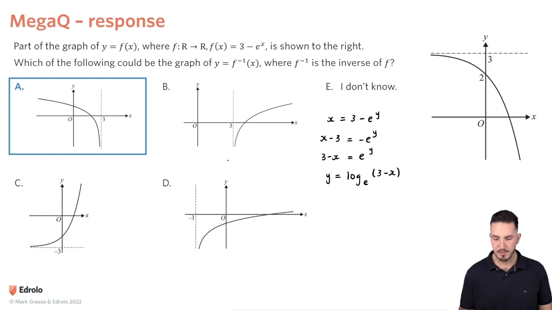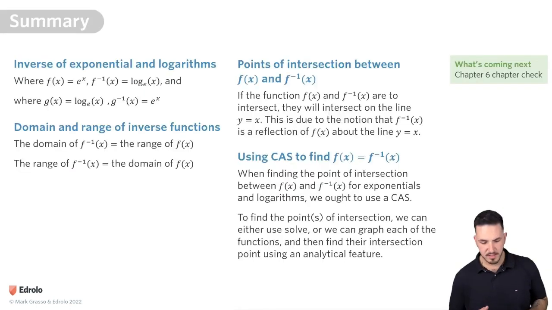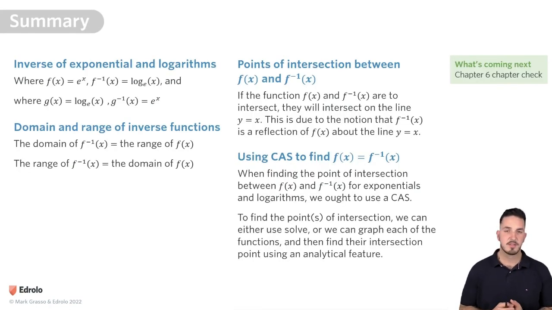Instead of being, b would be if we just had log e of x minus 3. But because we have log e of 3 minus x, there is a vertical asymptote at x equals 3, and it's going to the left of the screen. So it's essentially being reflected about that y-axis, or about that asymptote at x equals 3, and therefore the solution is A.